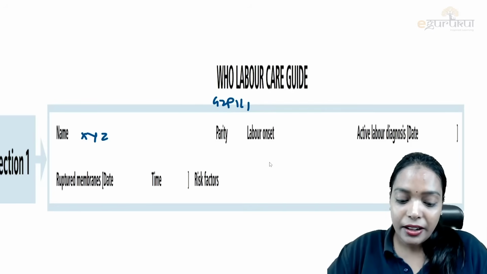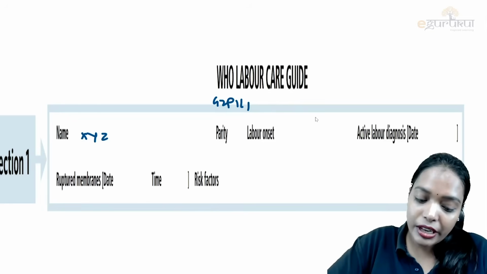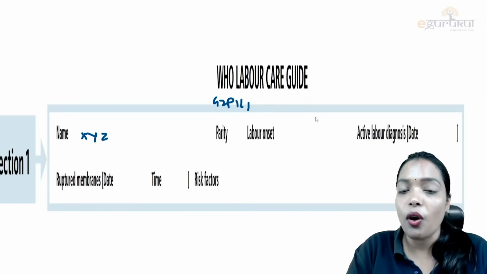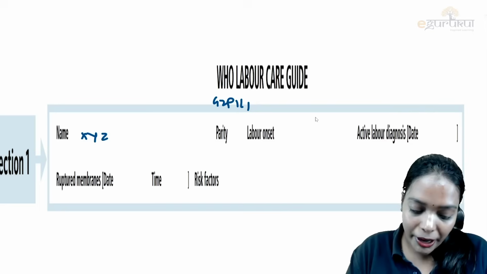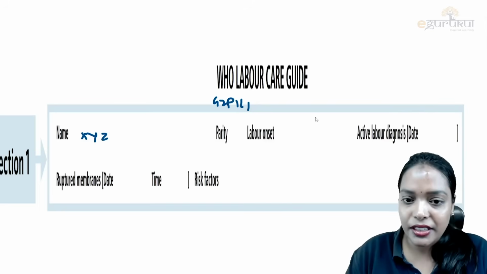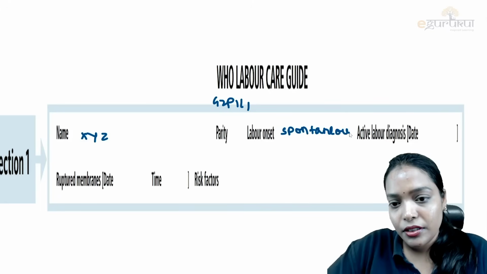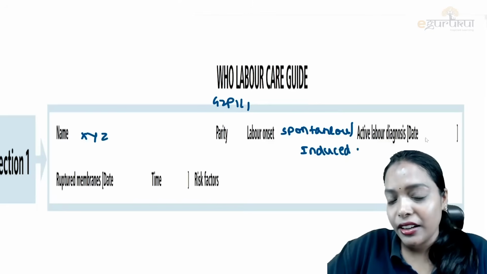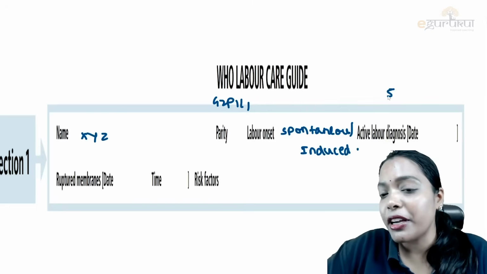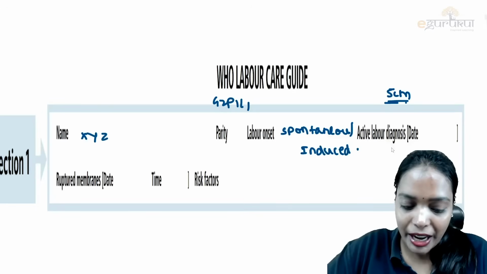Now labor onset. So you have to write whether it is a spontaneous labor or an induced labor. Because if it is an induced labor, we all know that induced labor has more complications compared to spontaneous. So for labor onset you have to write spontaneous or induced, right? Active labor diagnosis and date. So when did she become 5 centimeters? That date and time you should mention in the active labor diagnosis date.